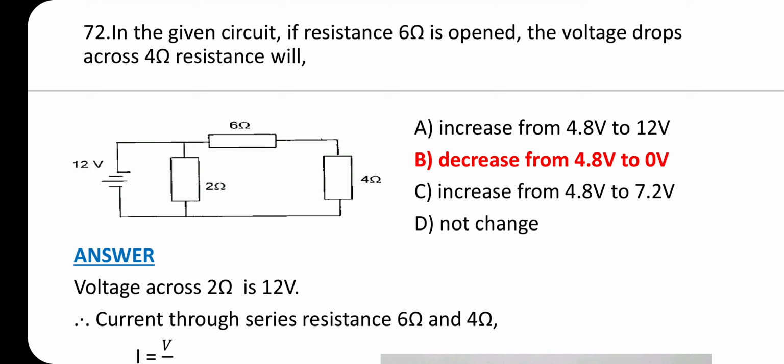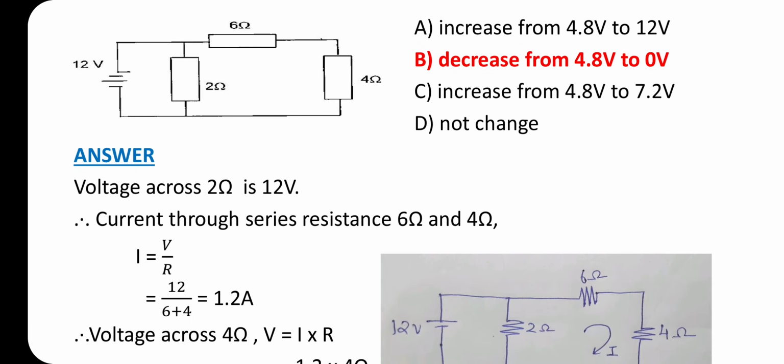Answer is option B, decreases from 4.8 volt to 0 volt. Voltage across the 2 ohm is 12 volt, that is, across a resistor connected in parallel to a voltage source. The voltage is 12 volt. Therefore, current through the series resistance 6 ohm and 4 ohm: I equal to V by R, that is 12 by 6 plus 4, which is equal to 1.2 ampere.